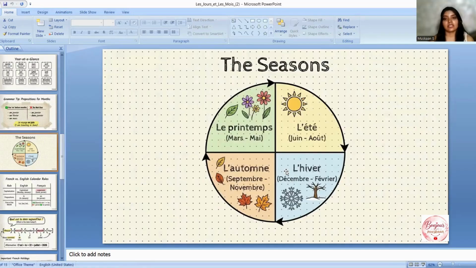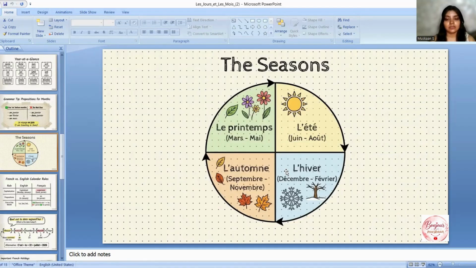Now let's see seasons. There are 4 seasons. Le printemps, which is from March to May. Then it is l'été. L'été is juin to août. Then l'automne, it is from September to November. And l'hiver, it is décembre to février.